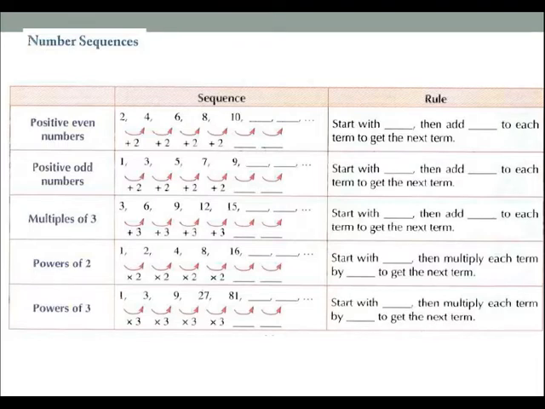Similarly, powers of 3: 1, 3, 9, 27, 81. So how will you write it? Start with 1, then multiply each term by 3 to get the next term.